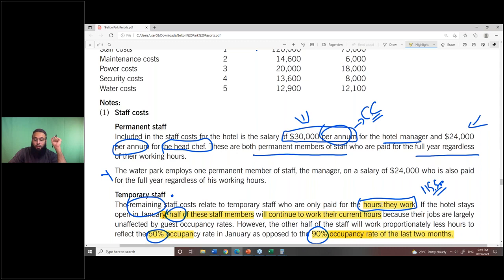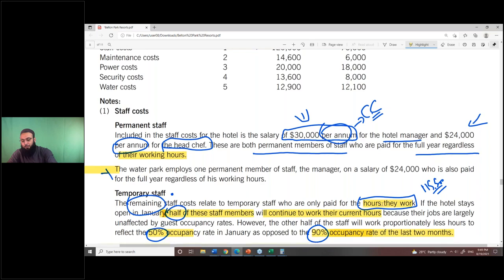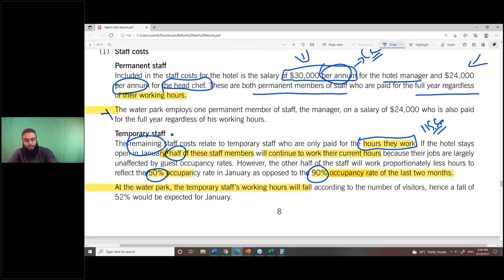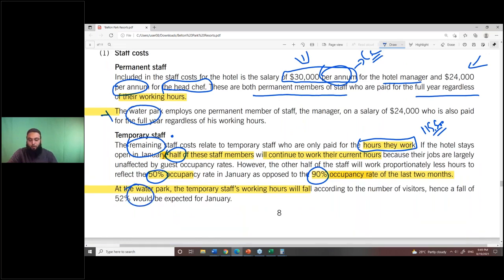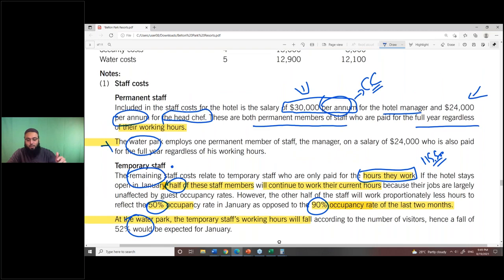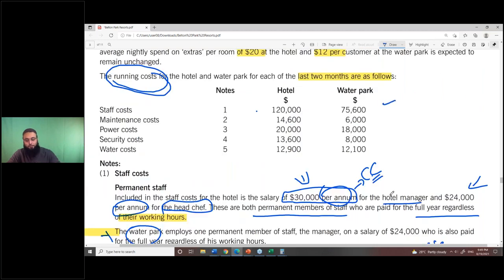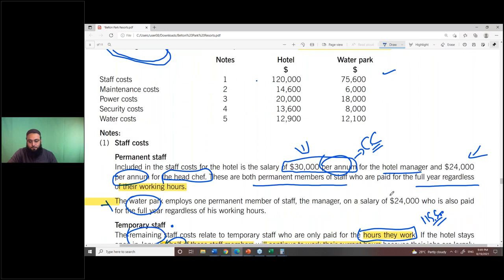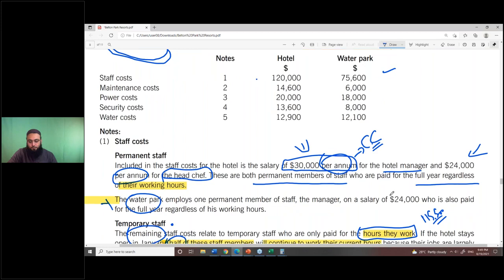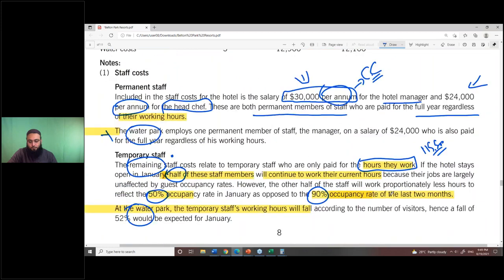No, listen, the water paragraph is here and here, for permanent and temporary. So that will only be applicable to the water cost that you will solve by yourself here. Okay. Daniel, I hope this is clear. Okay. So I hope this is clear.